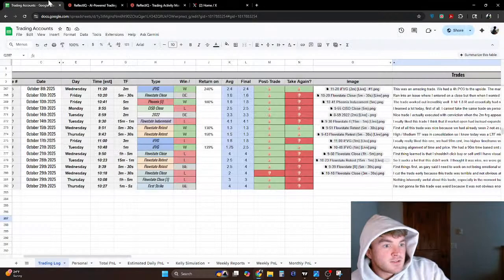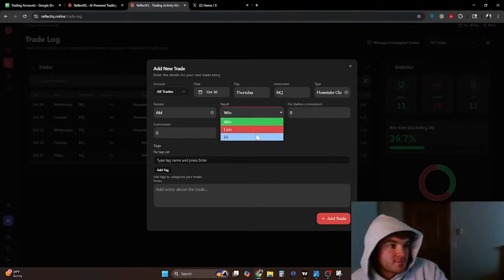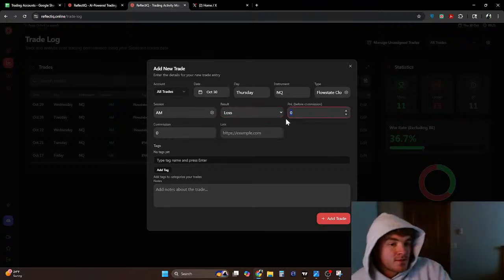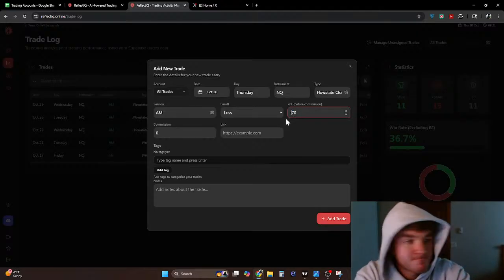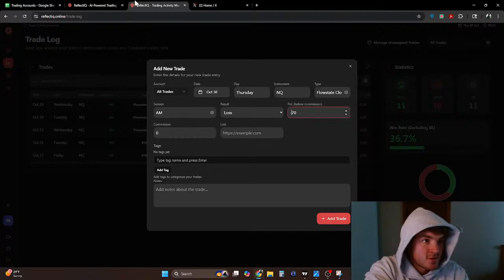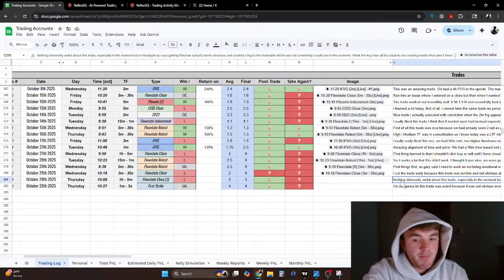Flow state close. This is only like minus 70, not a full size loss. Oh, I don't have the image in here yet.